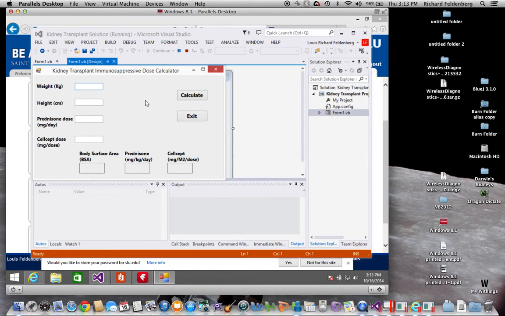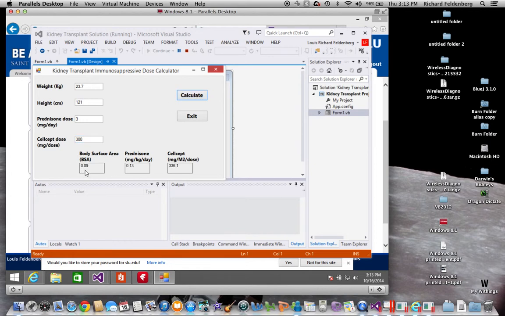So in our first patient, his weight was 23.7 kilograms. His height was 121 centimeters, and he's on 3 milligrams of prednisone per day, and his CellCept dose is 300 milligrams twice a day, but we only want to know per dose, so it's 300 milligrams per dose. When we hit calculate, we get the calculations back.